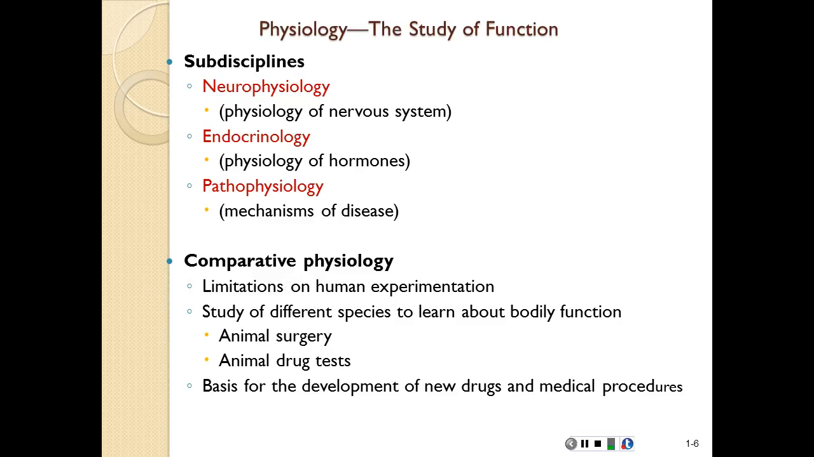Now we have comparative physiology. We're dealing with the study of the biological functions of different types of species. It's often the base of new drugs and, of course, new procedures. And when we study these different species, we might look at animal surgery as well as animal drug tests.